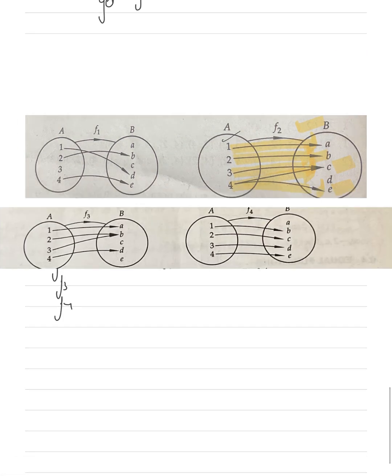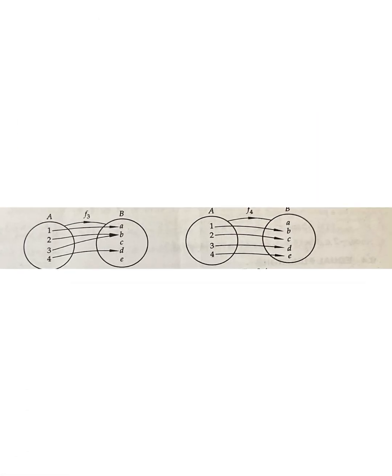So let us move forward with F3. Is F3 a function? Let us see. 1 belongs to A, and this mapping is unique. 2 belongs to A, you are going to associate it with B. And 3 belongs to A, you are going to associate it with B. So is it a function? Yes, it is a function.